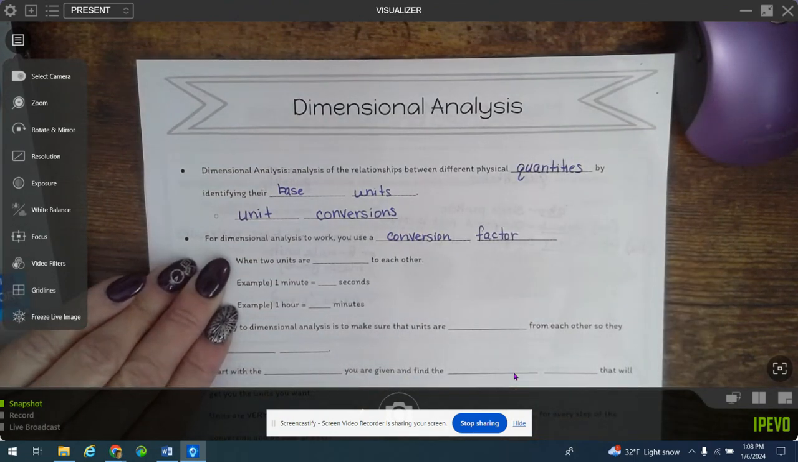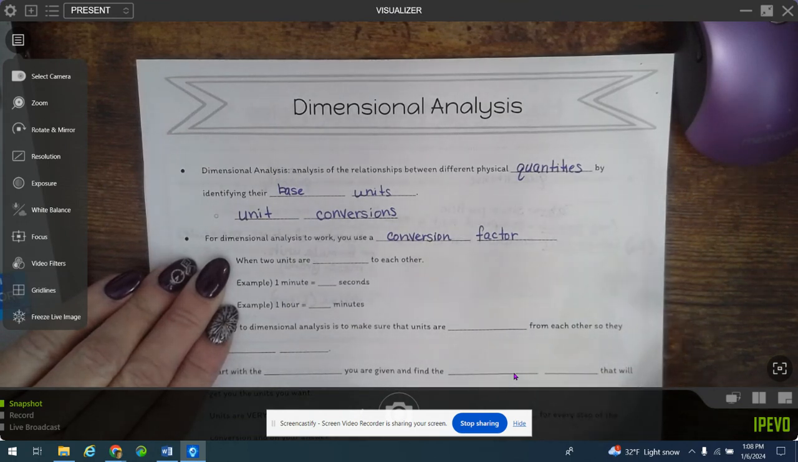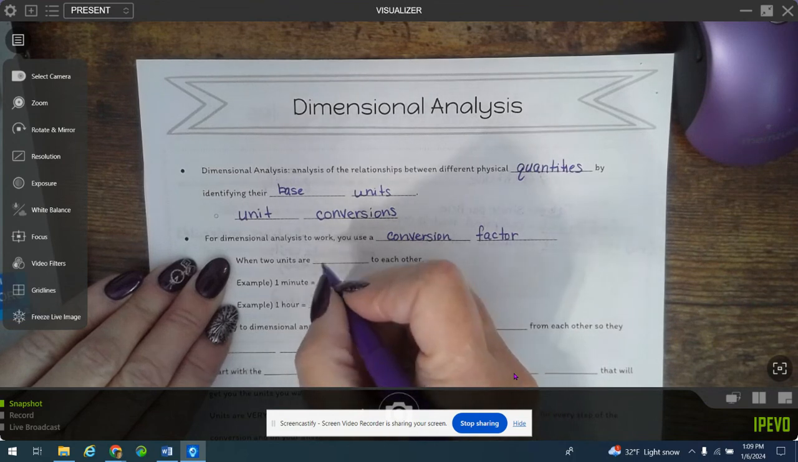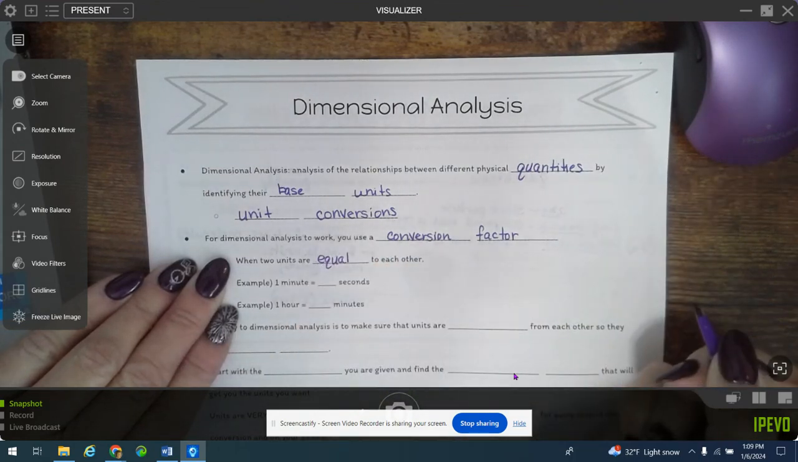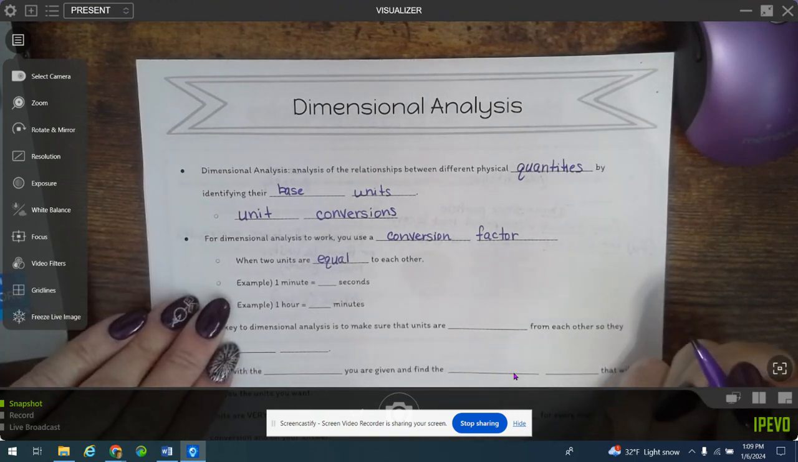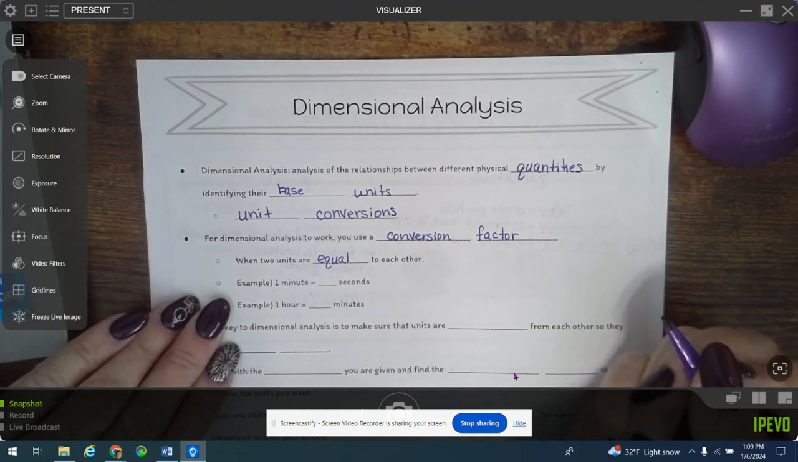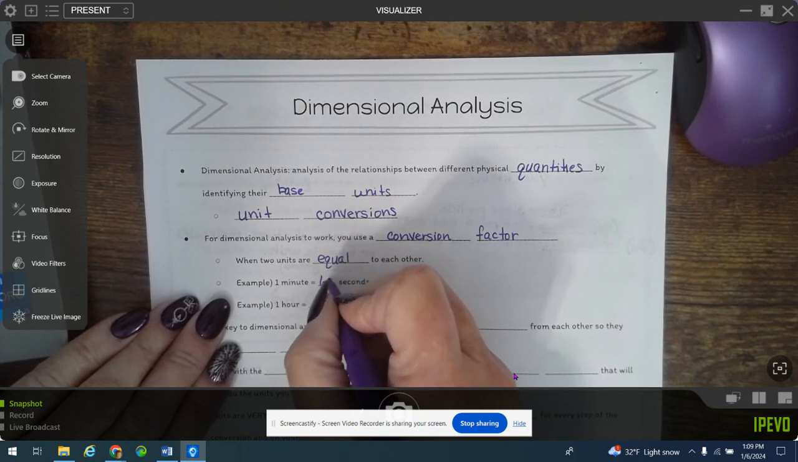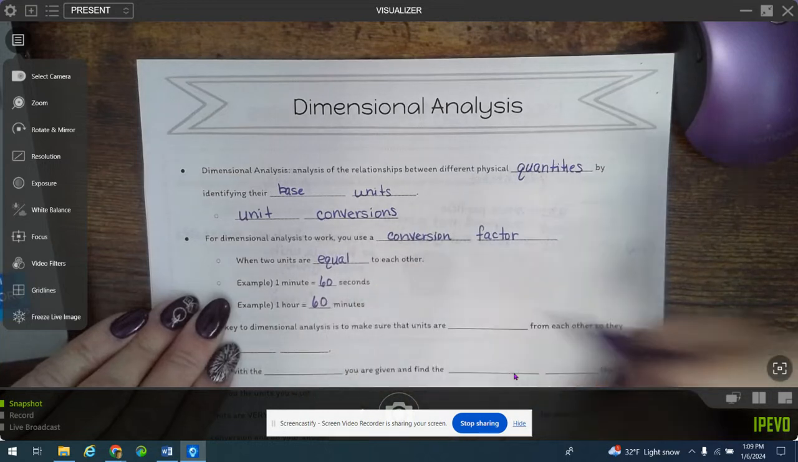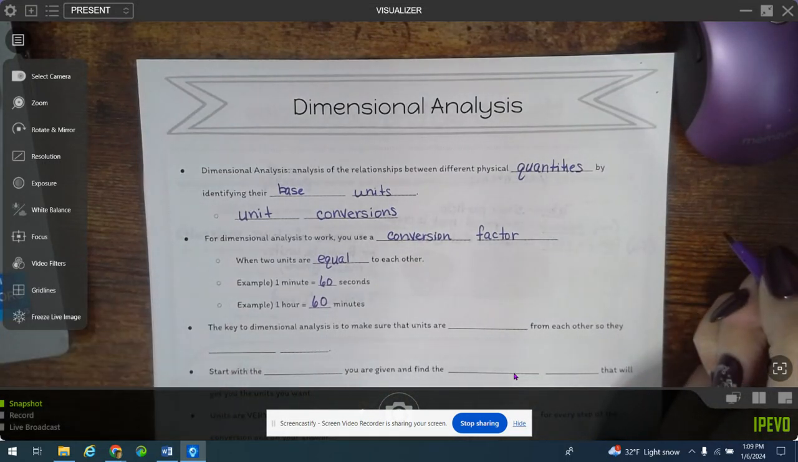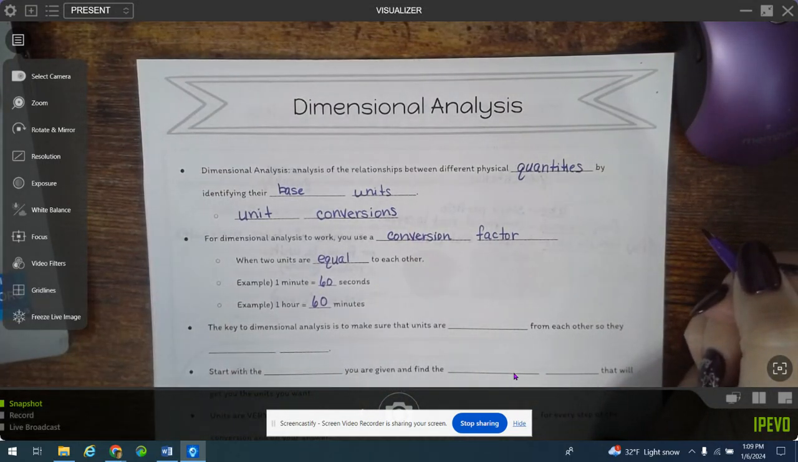What a conversion factor is, is a statement, I will use the term equality statement, where two units are equal to each other. For example, some common ones, things that we know: 1 minute is equal to 60 seconds. 1 hour is equal to 60 minutes. Now, here's the thing about conversion factors.